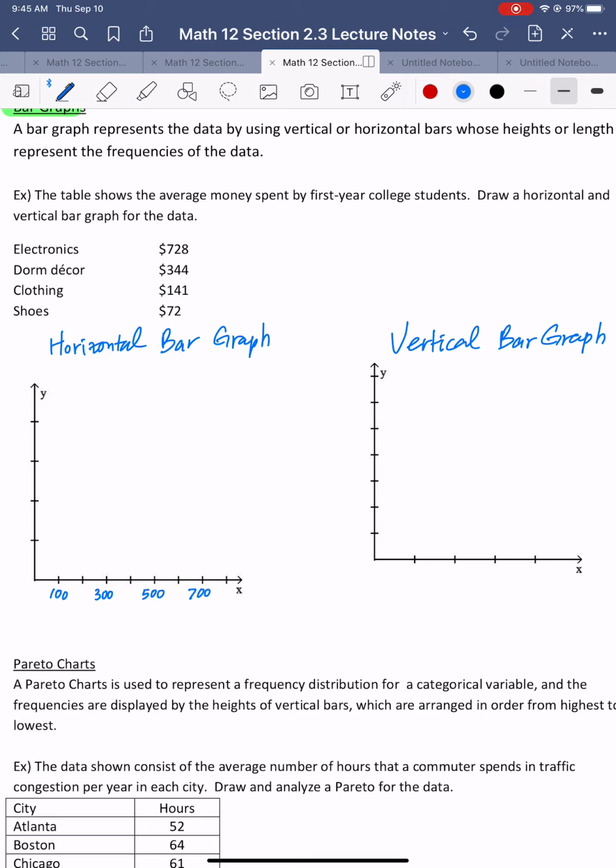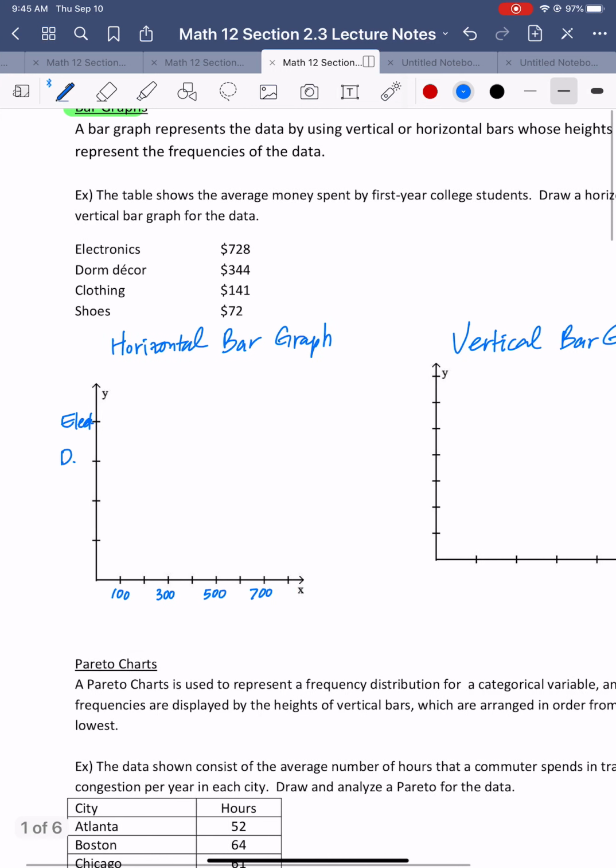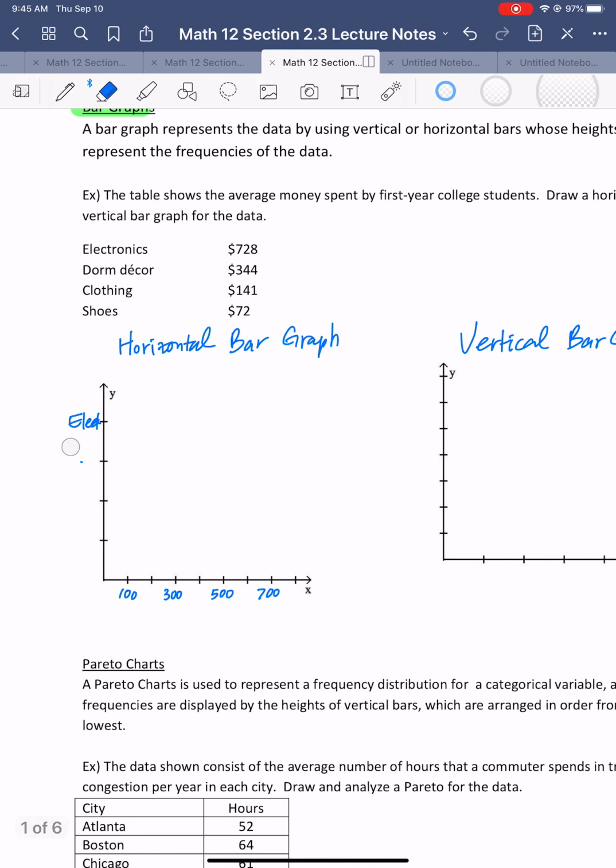It doesn't really matter, but let me put electronics right here, and then dorm decor here. I think I have space here. So I'm going to put electronics here, then dorm decor, then clothing for the third, and shoes for the last.